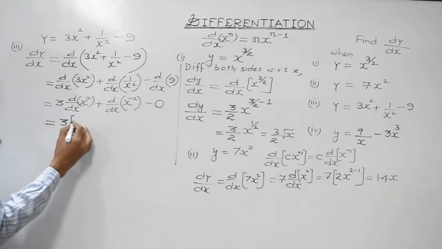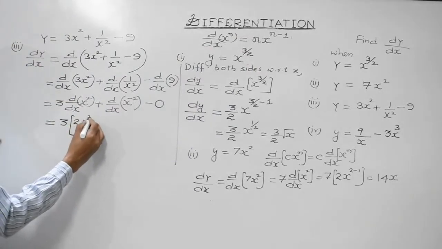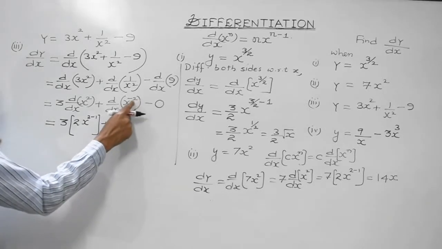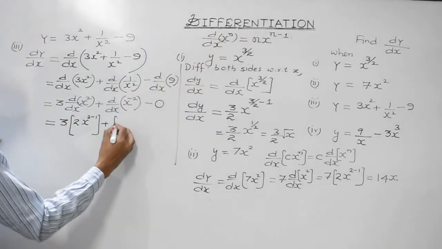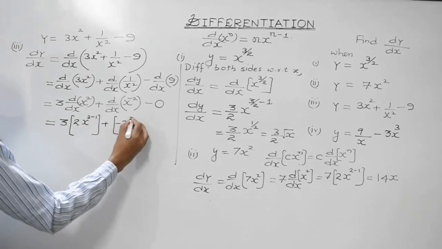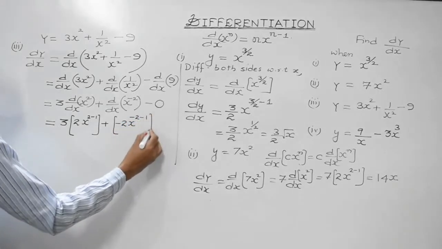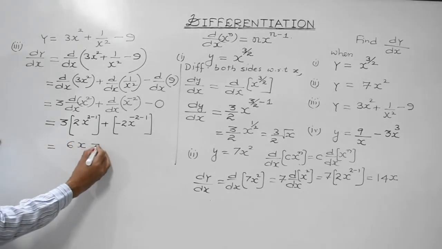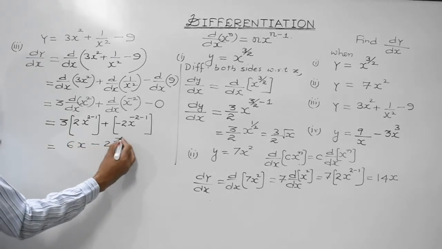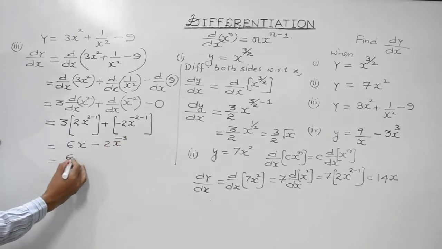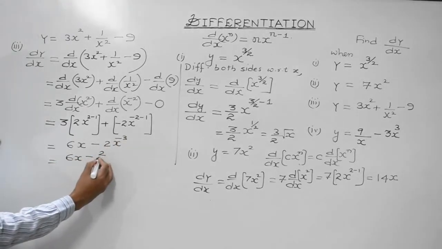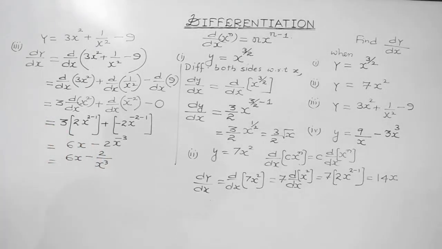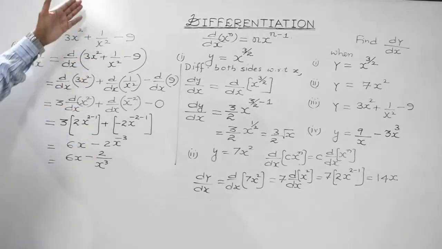Use this formula, 2x to the power 2 minus 1, plus x to the power n. N over here is minus 2. So the formula is minus 2 x to the power n minus 1, minus 2 minus 1. So that will give us 6x minus 2x to the power minus 3, or it can be written as 6x minus 2 divided by x cube. Hope you have understood this.